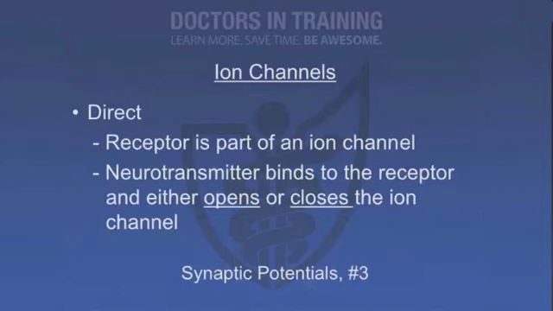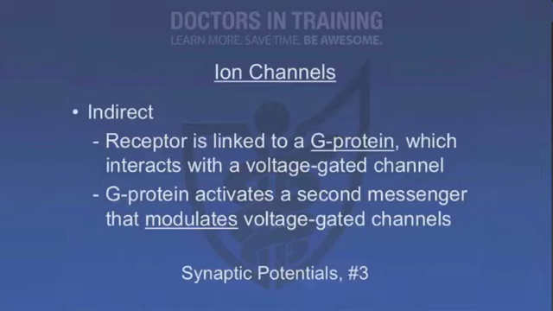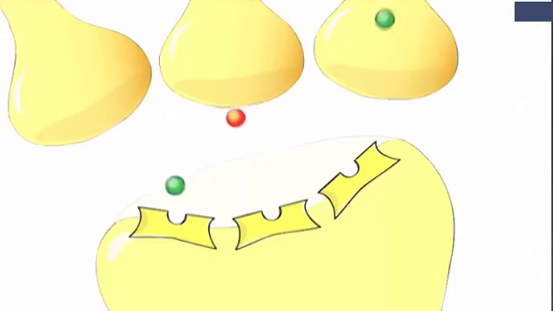So in the central nervous system, most receptors are bound to or linked to some type of ion channel. And that can be an indirect link or a direct link. In some cases, you have the receptor that's actually part of an ion channel, so the neurotransmitter binds to that receptor and it opens or closes the ion channel. Then you have a lot of G protein linked receptors in which the receptor is linked to a G protein, and that G protein interacts with a voltage gated channel, or the G protein activates a second messenger that then modulates voltage gated channels. In any case, binding of transmitter to receptor results in rapid but transient opening of ion channels.